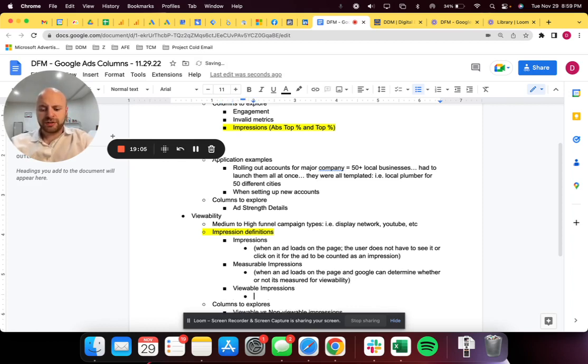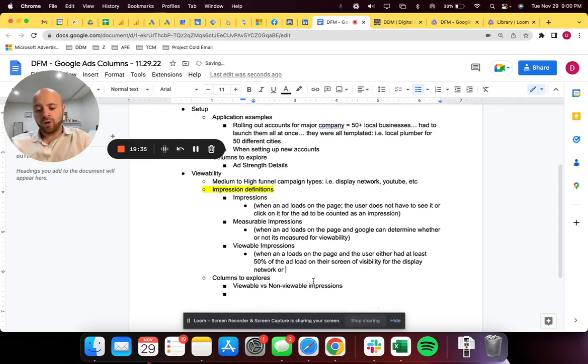So then a viewable impression is when an ad loads on the page and the user had at least 50% of the ad on their screen for display, or at least 2 seconds of a video ad has played. How cool is that? An impression is not just an impression anymore. Basically, this measurable impression is whether Google can determine if it's viewable or not. That's really what that is.